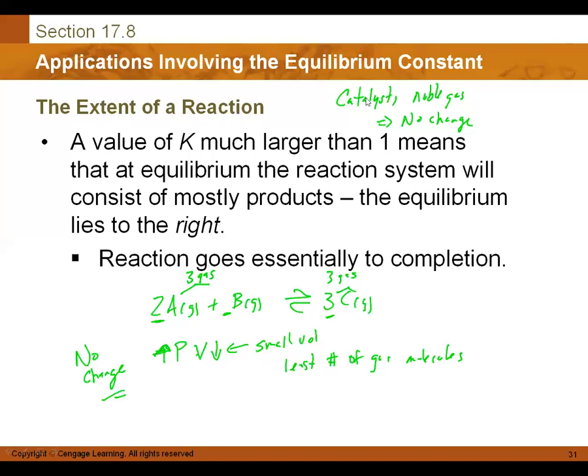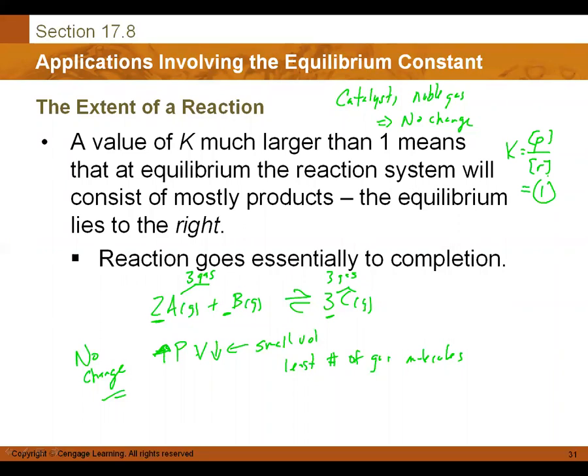So what we have on the screen here is what we talked about earlier. Again, the value of K, if it's larger than 1, and as we talked about last time, the reason is that you're taking your products divided by your reactants. So if you had an equal amount of both, you would end up with 1. Anything above that would mean you tipped it to the product side. Anything less than 1 means you tipped it to the reactant side.